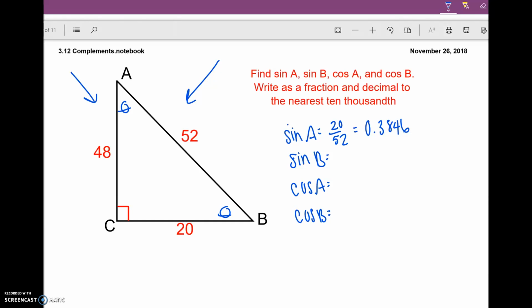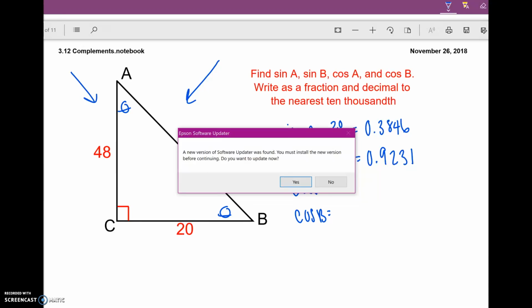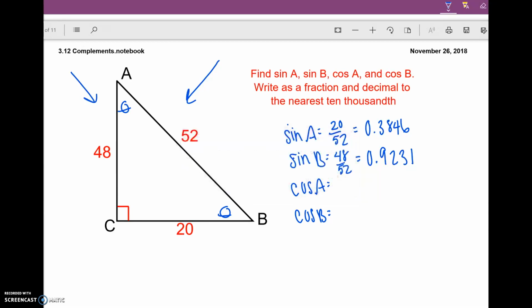If theta was at our angle B, we would have sine B, and that would be 48 over 52. And when we do 48 divided by 52, we get 0.9231, because the 100,000th place is 7, so we round up. Let's do cosine of A now. So cosine of A, if A is where our theta is, adjacent is 48 over 52.